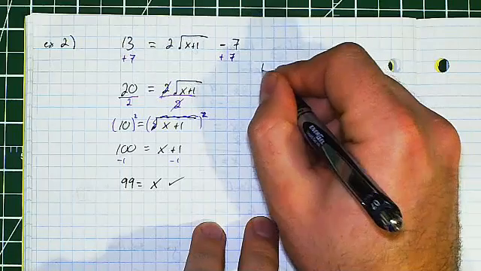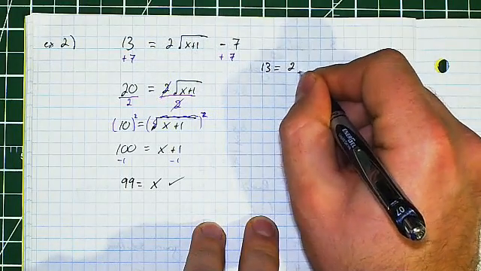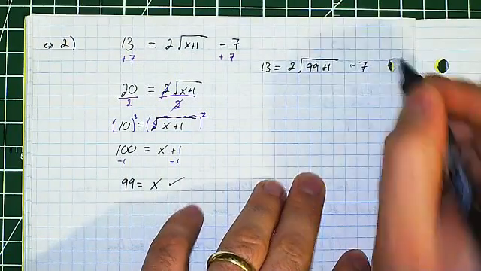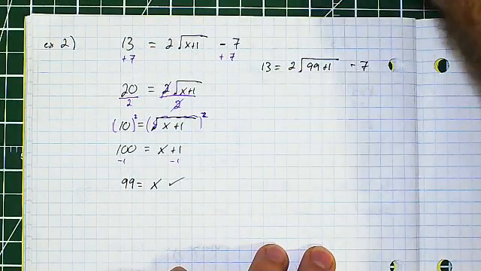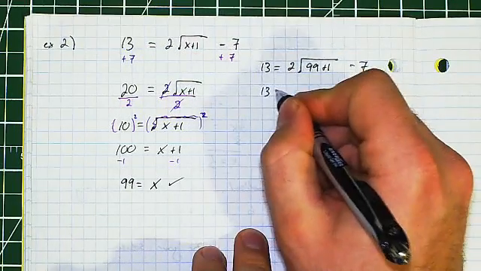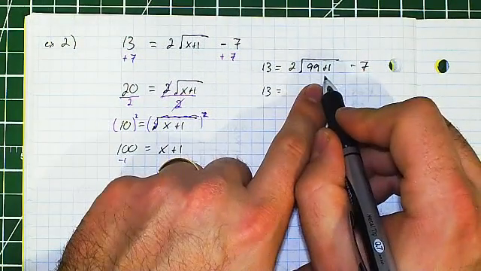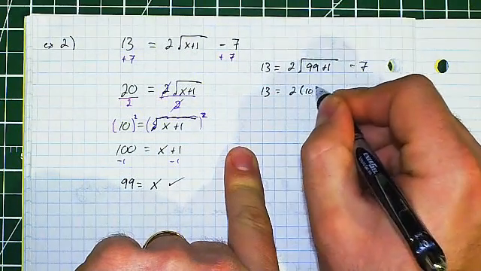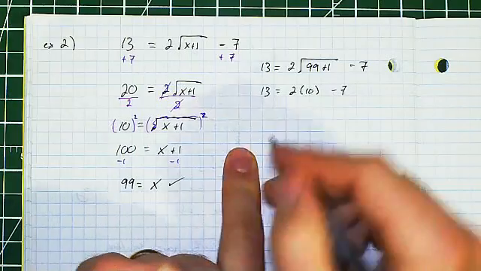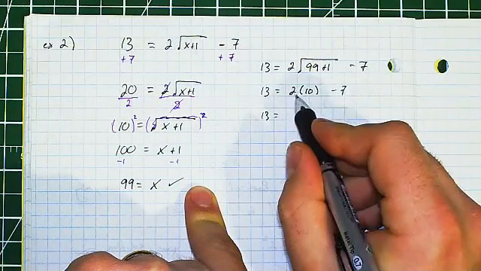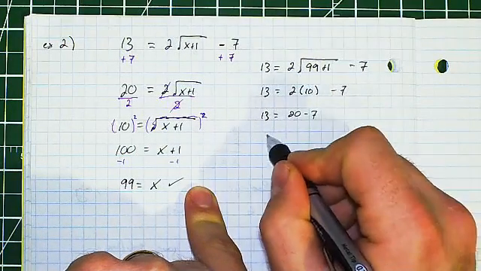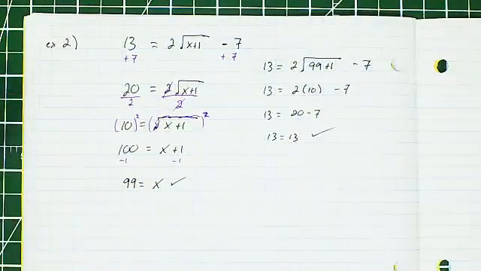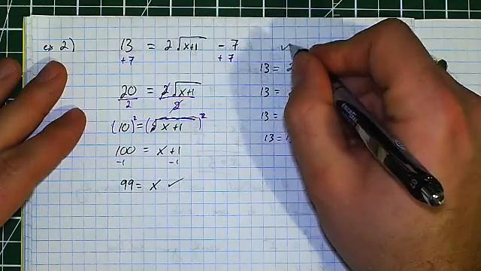And if you were asked to check this or verify your answer, what you do is you go 13 equals 2 times the square root of 99 plus 1 minus 7. I know that 99 plus 1 is 100, and the square root of 100 is 10. So I'm going to jump here and say that's 2 times 10 minus 7, which means it's going to be 20 minus 7, so 13 will equal 13. My left and right side are equal. Therefore, I've verified my answer.